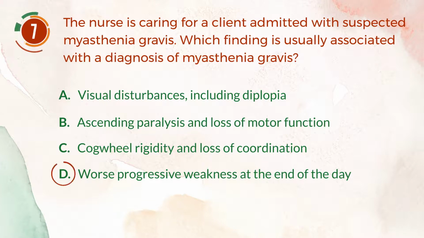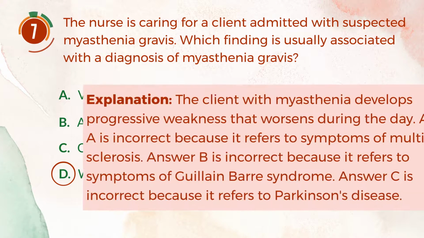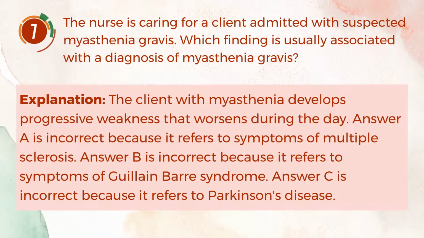The correct answer is D. Worse progressive weakness at the end of the day. Explanation. The client with myasthenia develops progressive weakness that worsens during the day. Answer A is incorrect because it refers to symptoms of multiple sclerosis. Answer B is incorrect because it refers to symptoms of Guillain-Barré syndrome. Answer C is incorrect because it refers to Parkinson's disease.